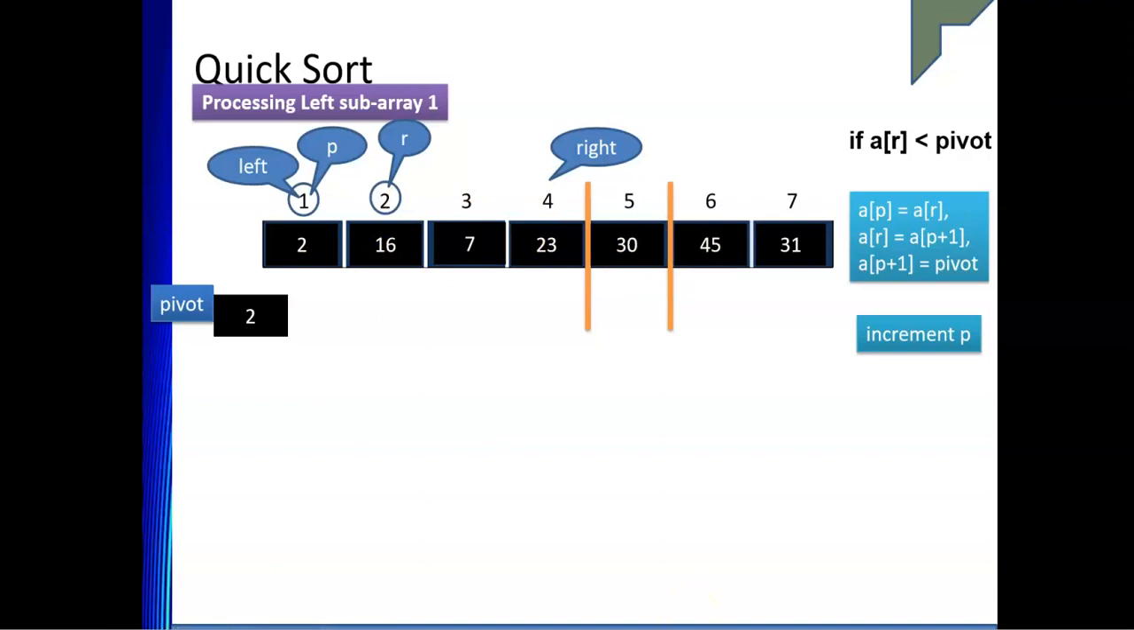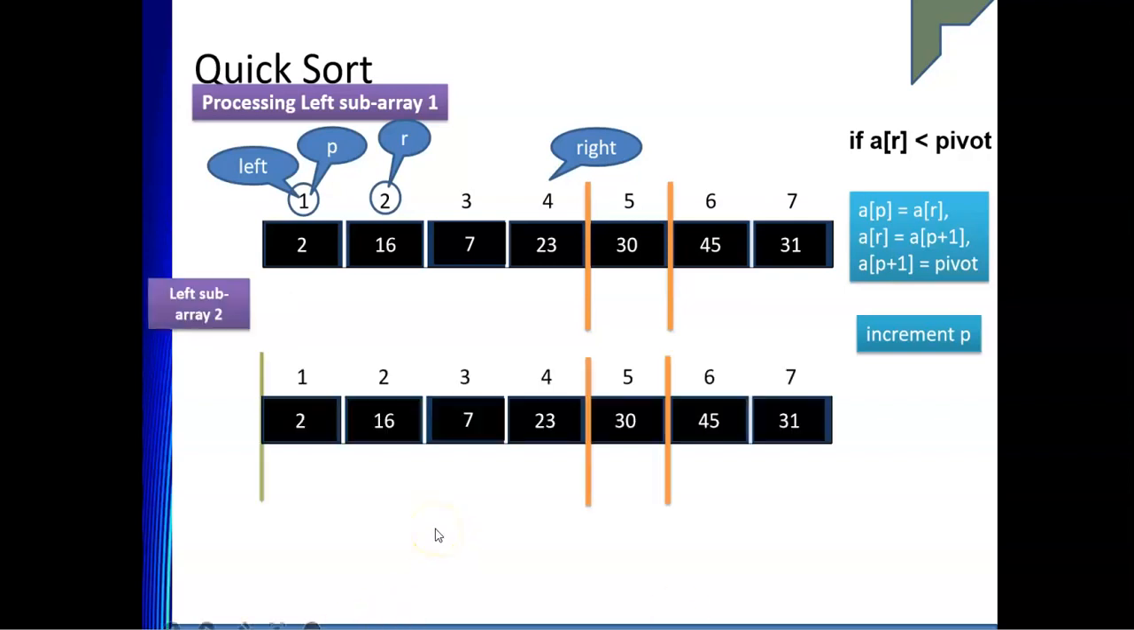So I take 2 as the pivot element, and if I compare, you will see all the elements are greater than 2. That means I will have no left subarray of 2, this is empty, but I have the right subarray, which is 16, 17 and 23.